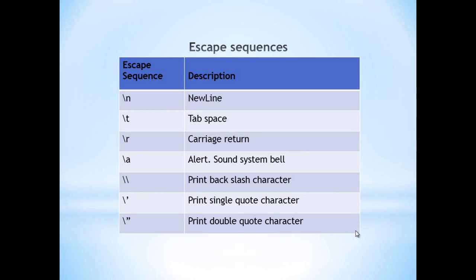Moving forward to the escape sequences. The most important among these are the first two, the \n for the new line and the \t for the tab space. Then the \r for carriage return, \a for alert, double backslash to print the backslash character, \' to print the single quote character, and \" to print the double quote character.